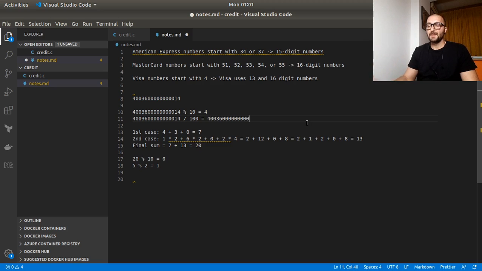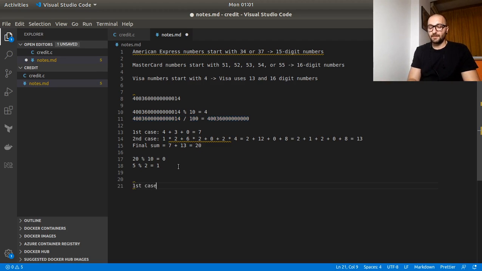Okay? We're going to be using integers, so we won't get a decimal result. We will just get this part here, the integer number. Basically, that's how we would scrap the last 2 digits. So these are the 2 main methods we're going to be using. So this is how we get the last digit. We use modulo 10, and then to move 2 digits over, we divide the number by 100. Okay?